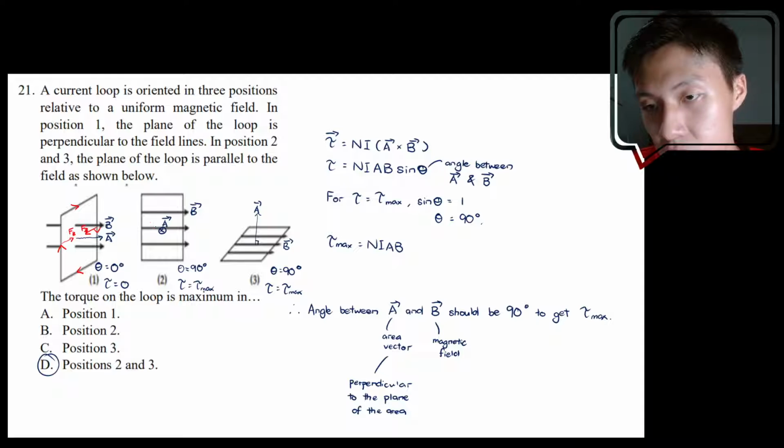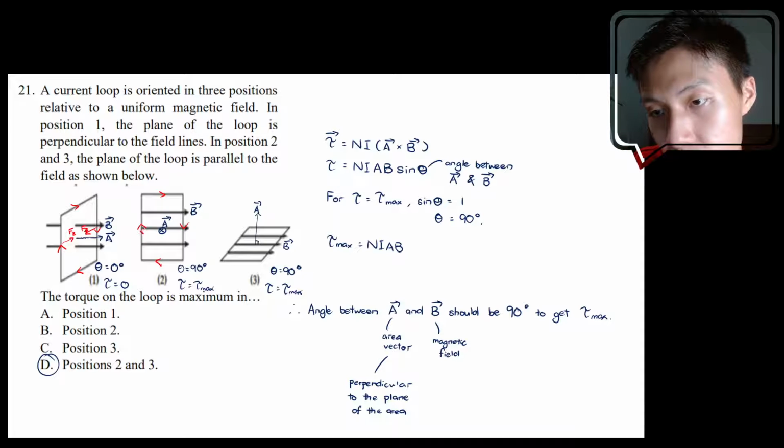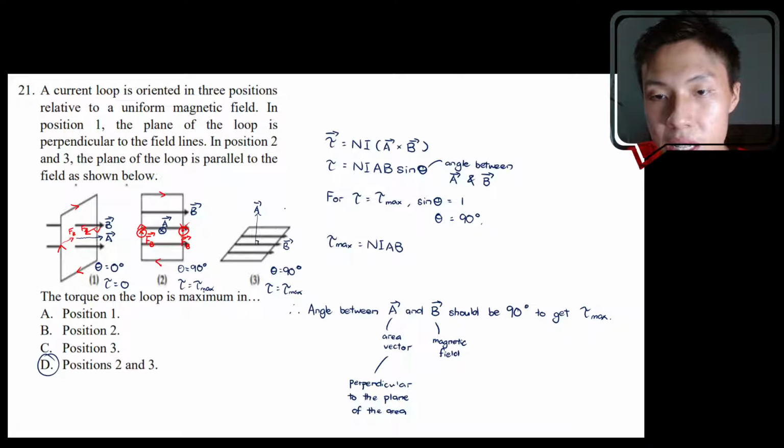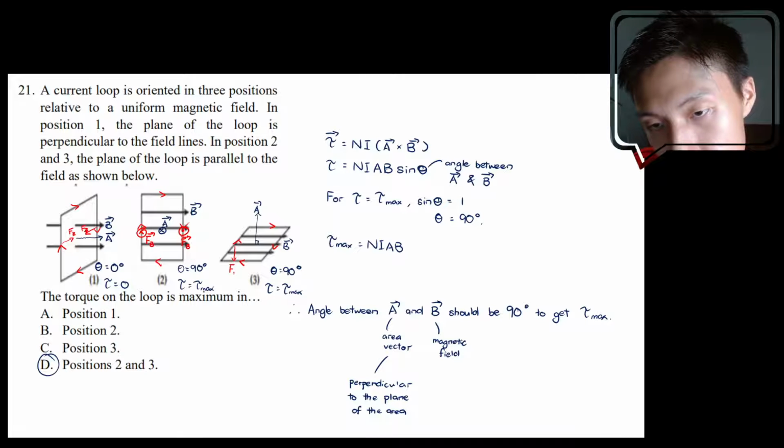Okay, but in position 2 over here, if you let the current flow inside this current loop, then you see that one of the forces is pointing into the page, another force is pointing out of the page. So in this case, it will cause the current loop to rotate. This one is similar. If you make a current flow inside here, then you will see that on one side you have force pointing in this direction, another side you have force pointing in this direction.